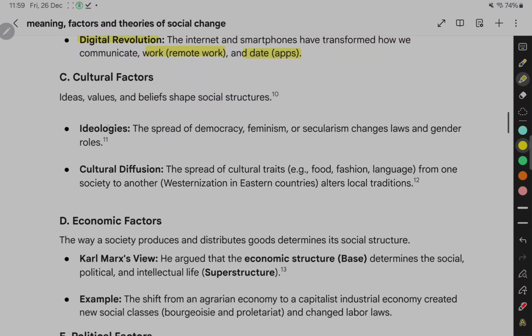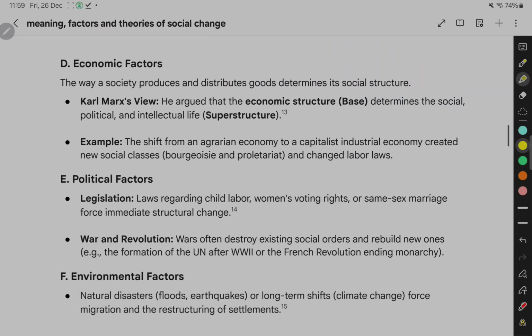C. Cultural factors. Ideas, values, and beliefs shape social structures. Ideologies: the spread of democracy, feminism, or secularism changes laws and gender roles. Cultural diffusion: the spread of cultural traits, e.g., food, fashion, language, from one society to another, such as westernization in Eastern countries, alters local traditions.